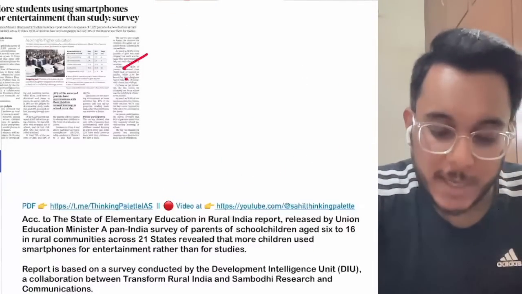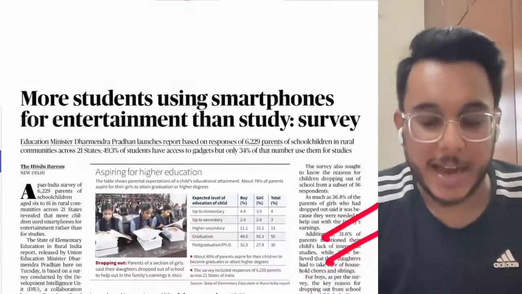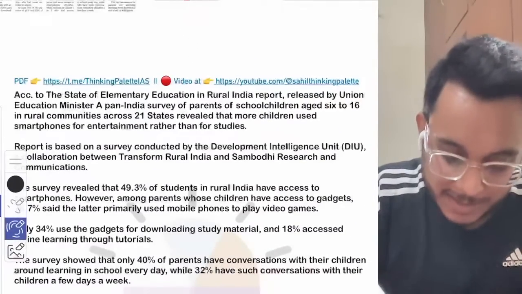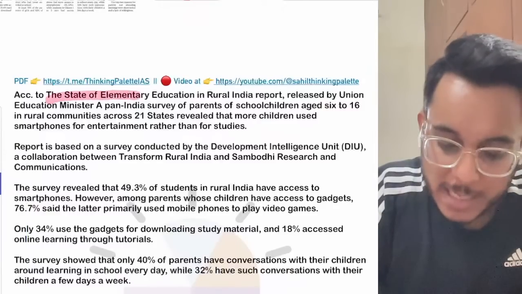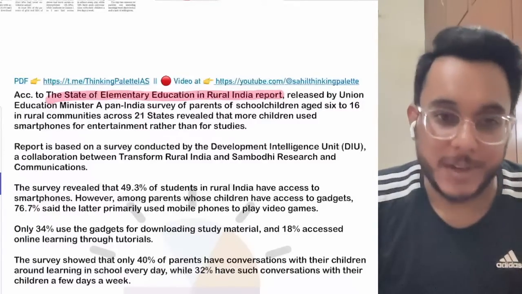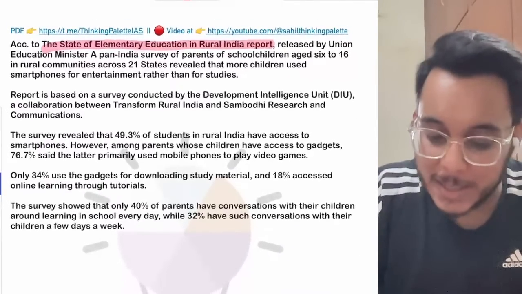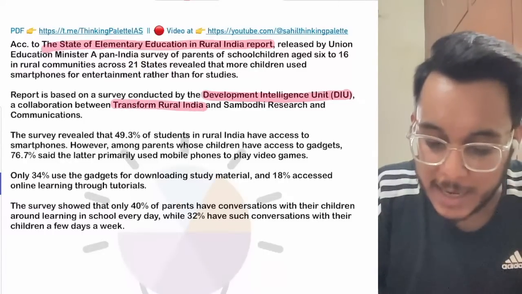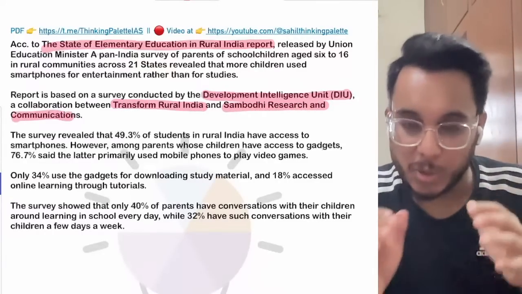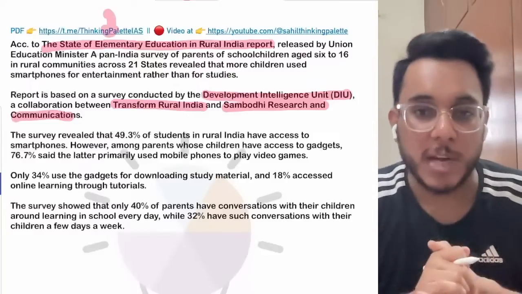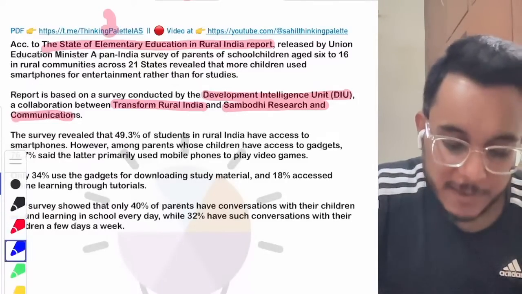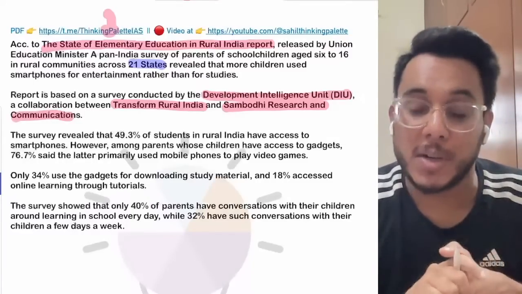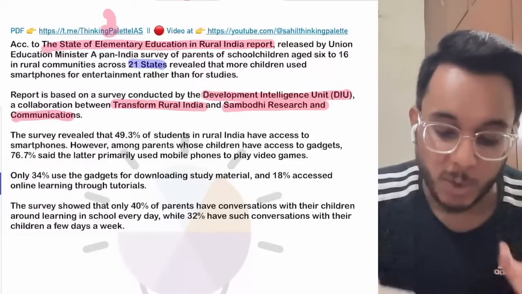Then, more students using smartphones for entertainment than study, and UPSC parents know that thing. So recently, guys, what has happened? The State of Elementary Education in Rural India report has been released. Now, this report is conducted by the Development Intelligence Unit, which is a collaboration between Transform Rural India and Sambodhi Research and Communications. So these organizations have conducted this report, which has surveyed the parents and communities across 21 states and found that children are using smartphones not for downloading study material but for playing games and all such kind of things.